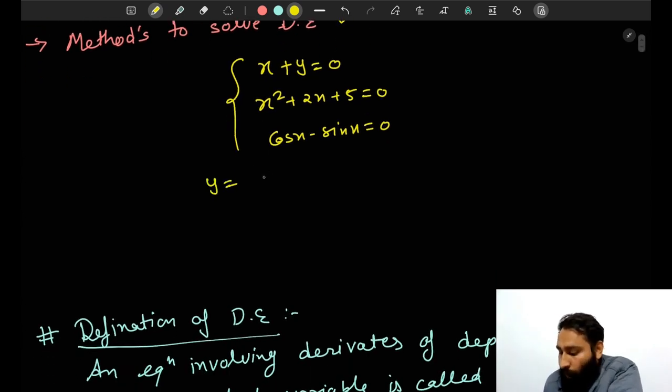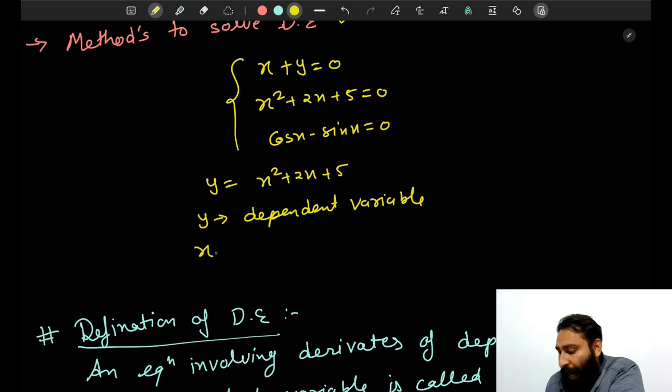So y is equal to x square plus 2x plus 5. In this equation, we know that y is a function of x. So y is dependent variable and x is independent variable. This term is used in differential equation. So that's why we see that.